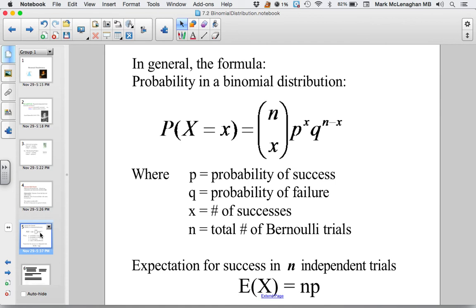In general, the probability distribution for the binomial looks similar to what we've seen in chapter 5 with the binomial expansion. Surprise. So the probability of x is equal to n choose x times p to the x, q to the n minus x. P is the probability of success, q is the probability of failure, x is the number of successes, and n is the total number of Bernoulli trials. And of course we also have the expectation, which can easily be calculated by multiplying n and p. n times p.